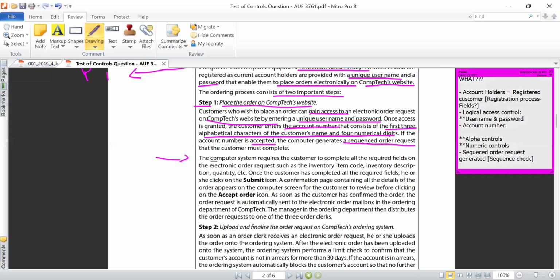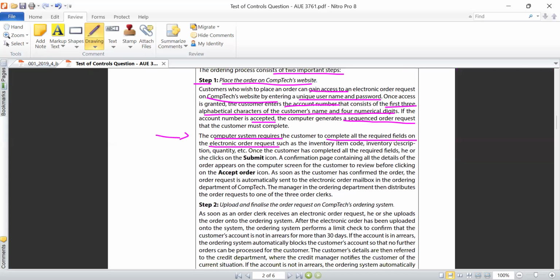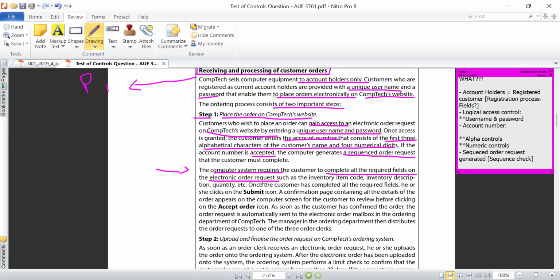The computer system requires the customers to complete all the required fields on the electronic order request. So what does the computer system do? It requires customers to complete all the required fields. Where? On the electronic order request, such as inventory item code. So now that you're an account holder, notice it's a systematic process. So first of all, you need to become an account holder. That's all that is happening right from within this paragraph. It's all about just making sure that you are a valid account holder.